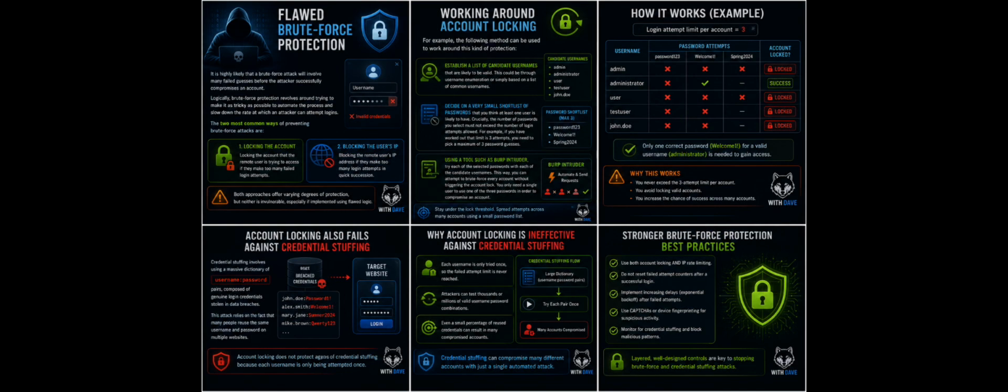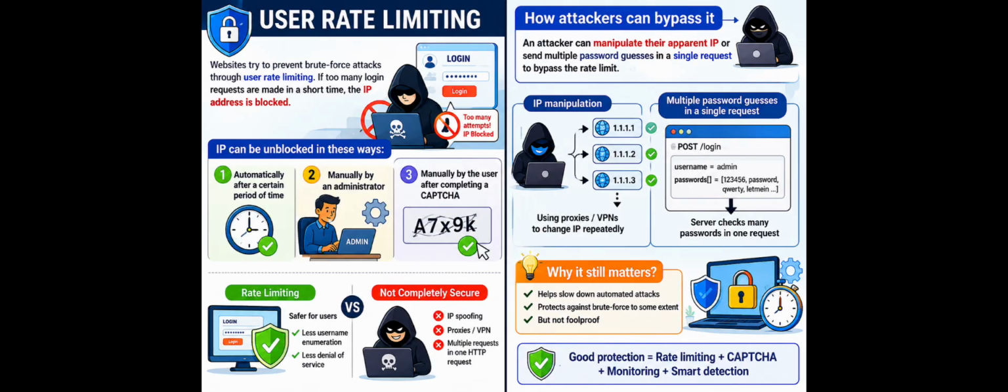Account locking also fails to protect against credential stuffing attacks. This involves using a massive dictionary of username, password pairs, composed of genuine login credentials stolen in data breaches. Credential stuffing relies on the fact that many people reuse the same username and password on multiple websites and, therefore, there is a chance that some of the compromised credentials in the dictionary are also valid on the target website. Account locking does not protect against credential stuffing because each username is only being attempted once. Credential stuffing is particularly dangerous because it can sometimes result in the attacker compromising many different accounts with just a single automated attack.